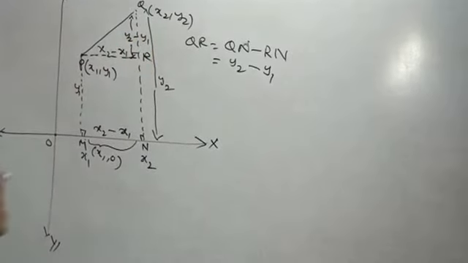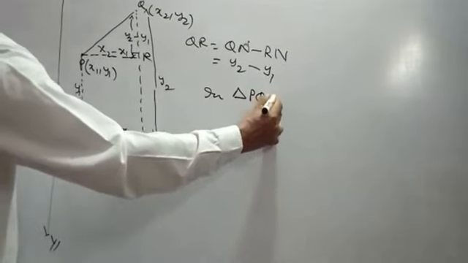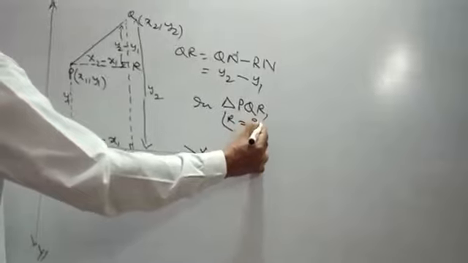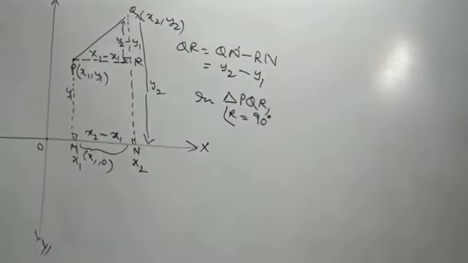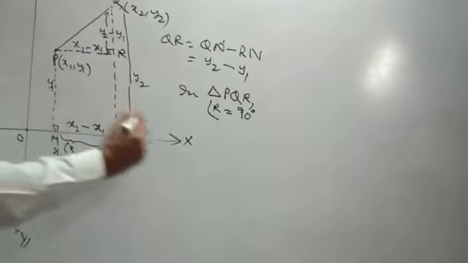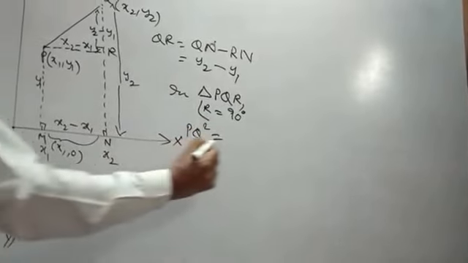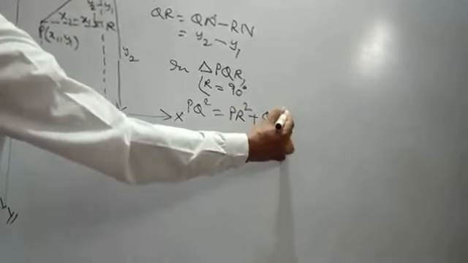My dears, in triangle PQR, clearly we can say angle R is equal to 90 degrees. So it's a right triangle. So by using Pythagoras theorem, we can say that hypotenuse square PQ square equal to PR square plus QR square.